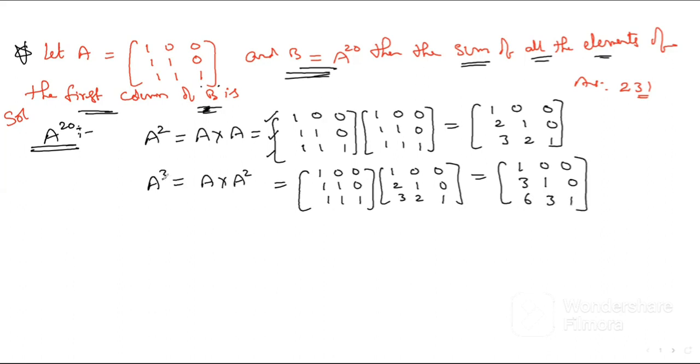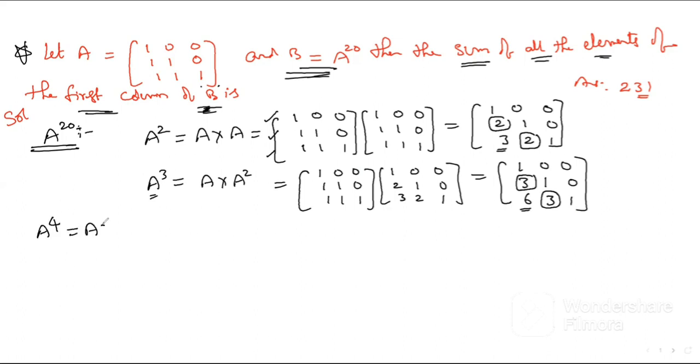So let us observe here in A square matrix, second row first column, third row second column, 2. Here this is different: third row first column element. In A cube matrix, second row first column, third row second column element is equal to 3. This third row first column element is different. So similarly, we have to find A to the power 4.